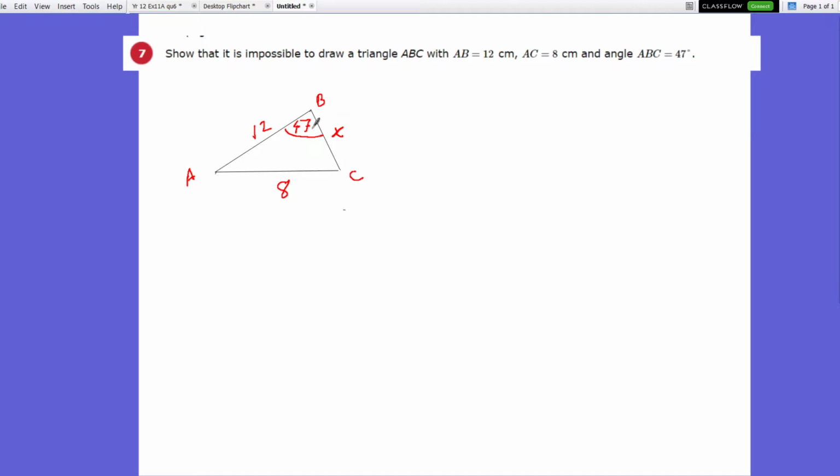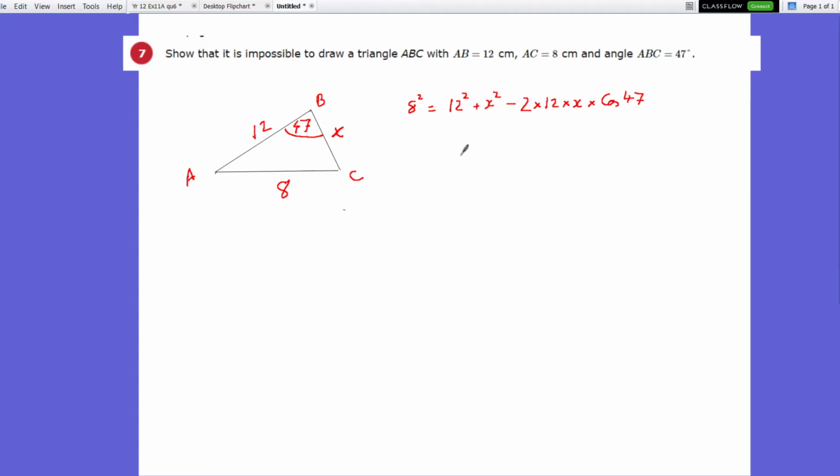So the cosine rule states this side here, which is 8. If I do 8 squared, that is going to equal the two other sides squared and added together. So 12 squared, add x squared, subtract 2bc cos of this angle. So it's going to be 2 times the two other sides, which is 12 times x, multiplied by cos of the angle between those two sides, which is 47.